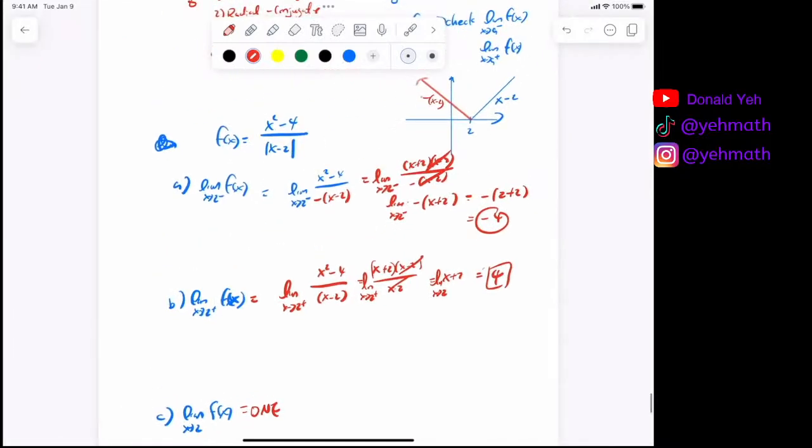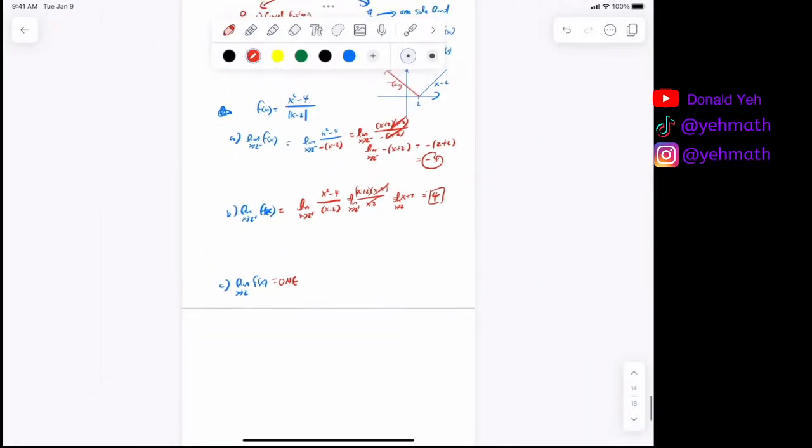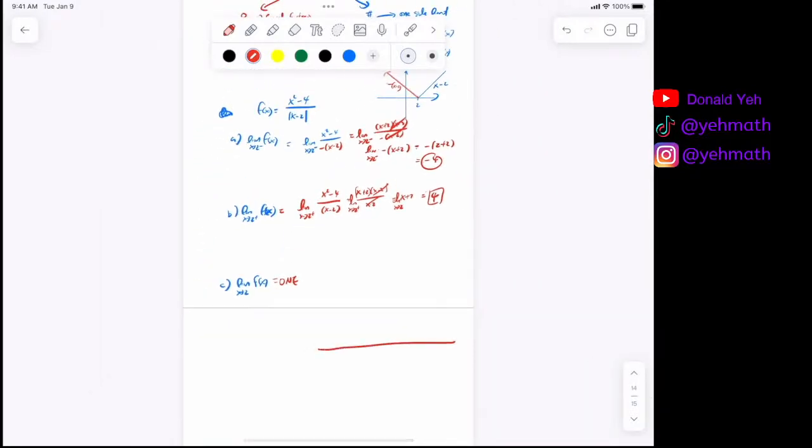And now let's talk about the graph of this one. If I graph on the right hand side of 2, then I'm going to use the x plus 2 equation, which is going to be like this. X plus 2 is right here, and it's going to be right here, going this way.